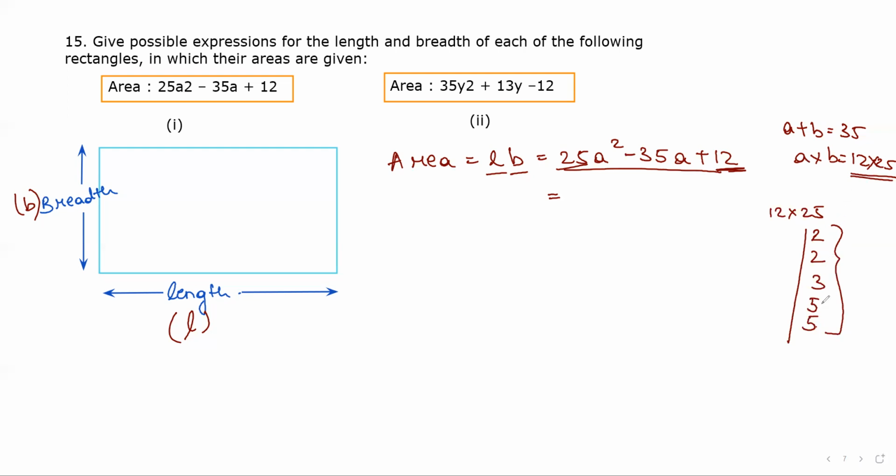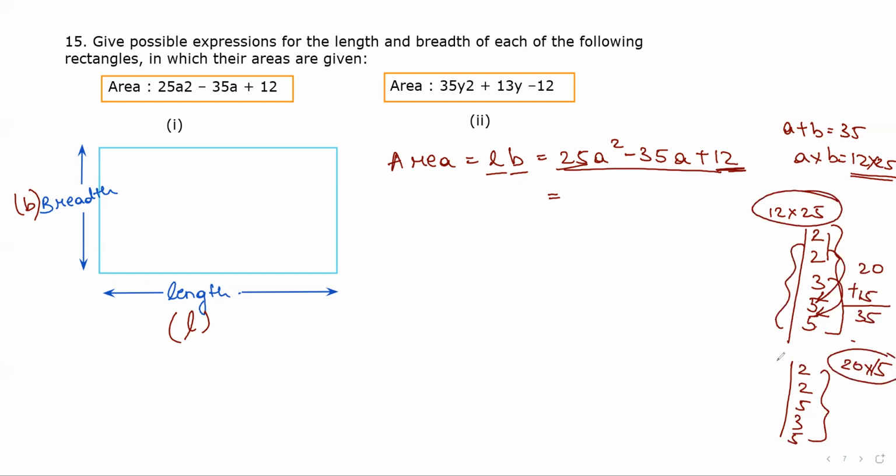What else can be done? 2 into 2 is 4. 4 into 5 is 20. And 3 into 5 is 15. 15 plus 20 is 35. So your factors are 20 and 15. To recheck, you can factorize 20 into 15. 20 is 2 into 10. 10 is 2 into 5. 15 is 3 into 5, which are the same values over here. So 12 into 25 will be equal to 20 into 15. Also 20 plus 15 is equal to 35.